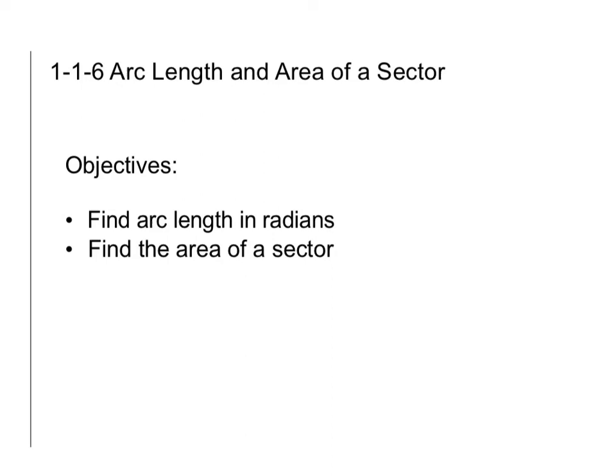This is video 1.6 on arc length and the area of a sector. These are the objectives. We're going to be looking at arc length, the area of the sector, and we're going to be using radians. We're using radians instead of degrees because a radian is an actual number, whereas a degree is more like a percent in that you reference it as a degree, but if you're going to do math with it, you need to change it to radians. So that's what we're going to do here.